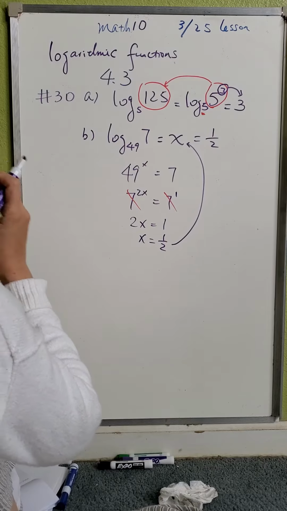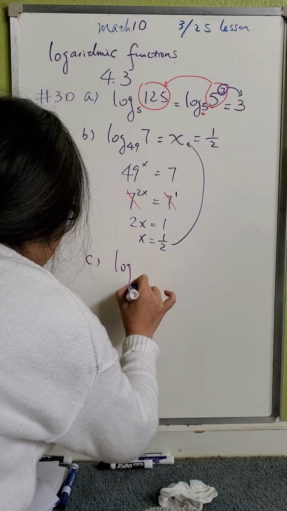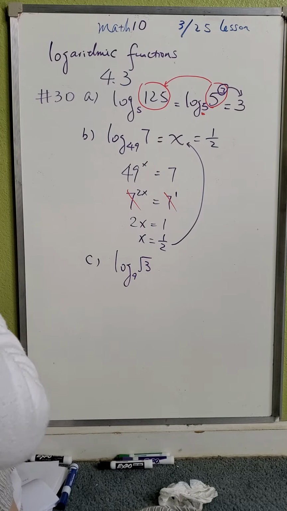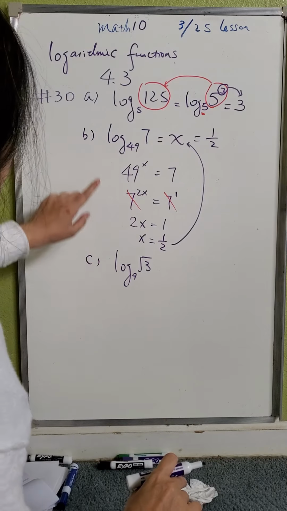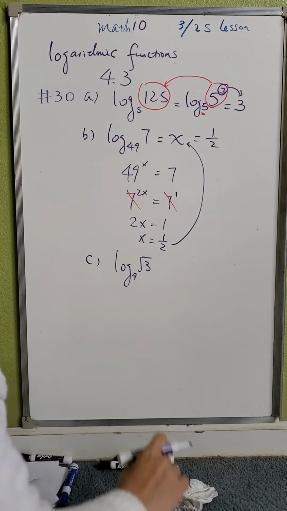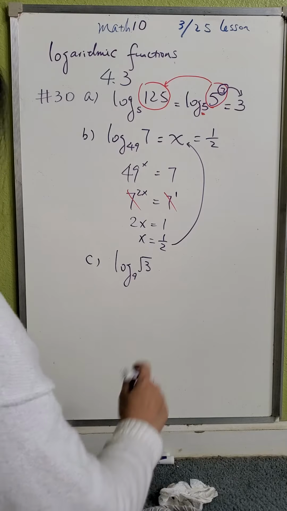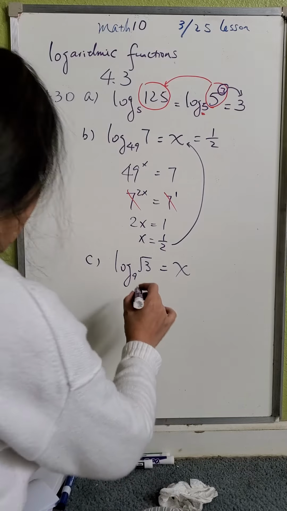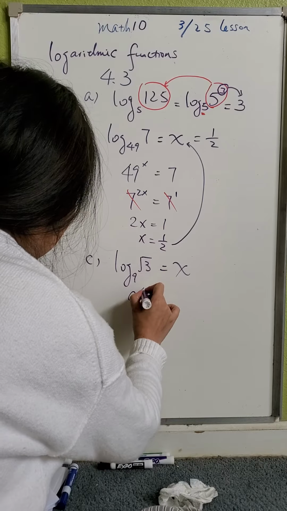Let's look at part C. We have log base 9 of square root 3. Again, 9 is easy to convert, but ones like this are very tough to convert. We have no clue what 9 to what power equals that. So we're going to let it equal x. When you don't see it, just let it equal x. Now you're going to make this the bigger number. Switch this to 2.